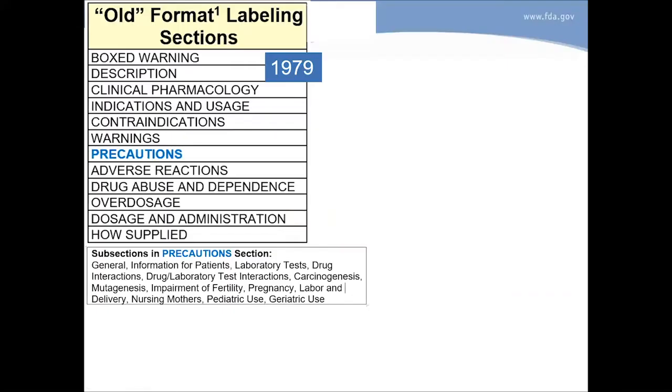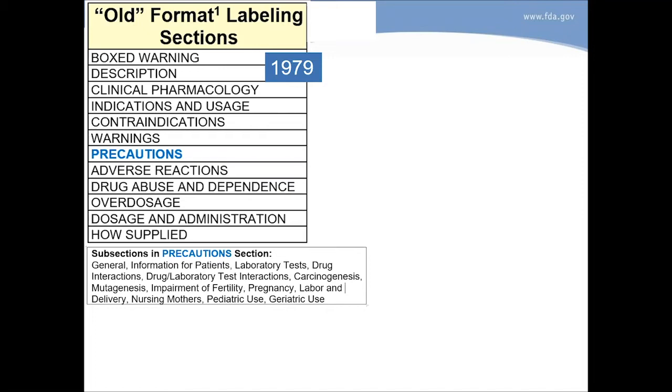So the 1979 old format labeling sections were developed. As you noticed here, the penultimate section is the dosage and administration section. However, the dosage and administration section of labeling is one of the most important sections for healthcare practitioners, although it's the second to last section here. In the PLR format, we move it to section 2.